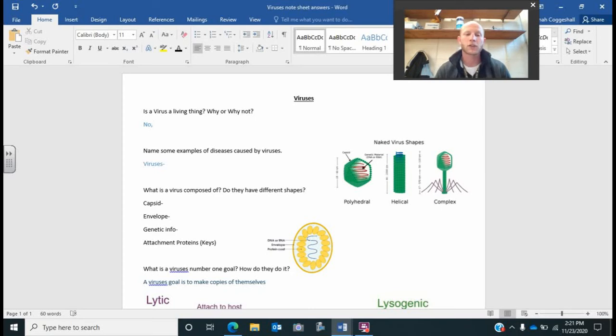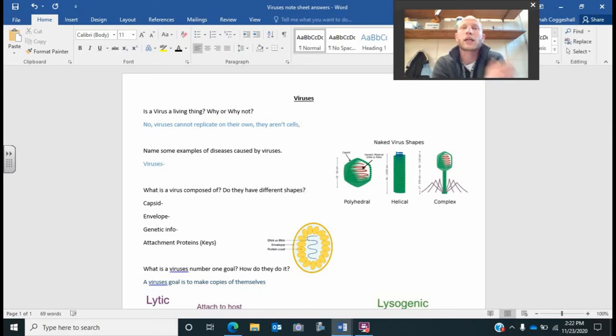So is a virus a living thing? No, it's not. You can see some of these pictures down here. A virus is really just a big molecule. It has a couple different components, but no, for starters, viruses cannot replicate on their own. They aren't cells. And they don't have other characteristics of life.